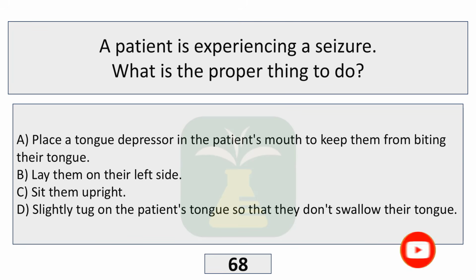A patient is experiencing a seizure. What is the proper thing to do? A. Place a tongue depressor in the patient's mouth to keep them from biting their tongue. B. Lay them on their left side. C. Sit them upright. D. Slightly tug on the patient's tongue so that they don't swallow their tongue.